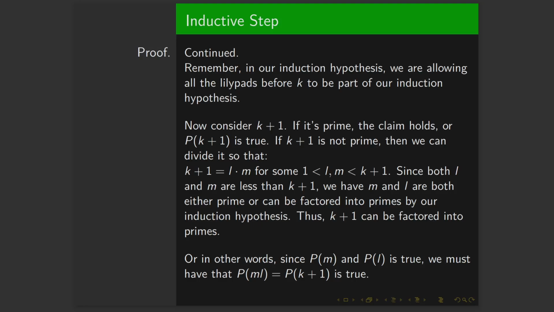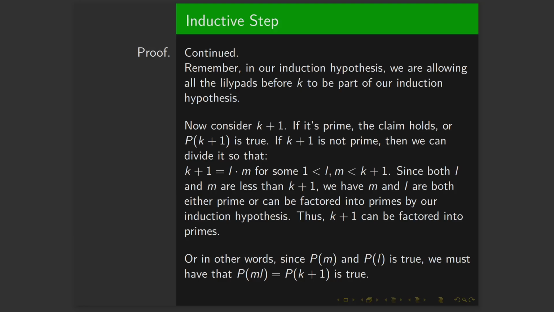So let's consider k plus 1. If it's prime, the claim holds, since clearly k plus 1 is prime, or P of k plus 1 is true. That's the other way you can think about it. And if k plus 1 is not prime, then we'll divide it so that k plus 1 is equal to L times m. And remember, by definition, not prime means composite. So L and m are in between 1 and k plus 1. For example, 10 can be factored into 2 times 5, and both of them are greater than 1 and less than 10. But since both L and m are less than k plus 1, they already are prime or can be factored into primes by our induction hypothesis, since every lily pad before k plus 1 is true.